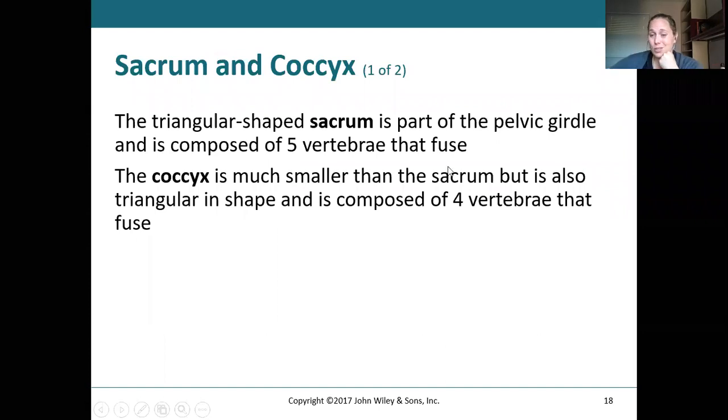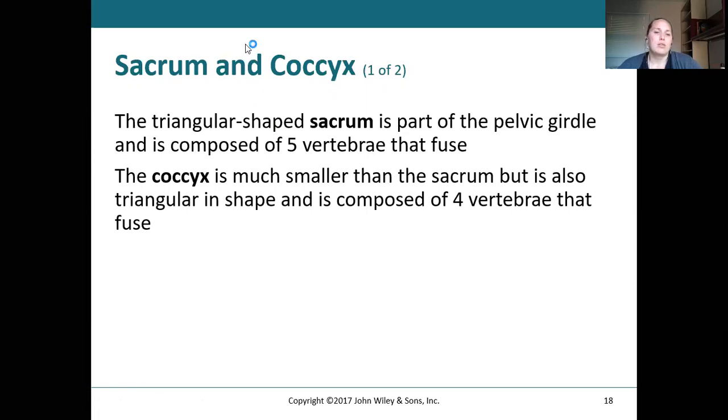Okay, the sacrum and the coccyx. So we're working our way down the spine. The sacrum is triangular shaped. It's an irregular shaped bone. If you remember, we talked about different shapes of bone. It's part of the pelvic girdle, which is something that we'll talk about next week when we're talking about the appendicular skeleton. And it's composed of 5 vertebrae that fuse. This occurs, I don't want to say later in development, but kind of later in fetal development, I guess. And the coccyx is much smaller than the sacrum, but it's also triangular in shape. It's composed of 4 vertebrae that have fused.